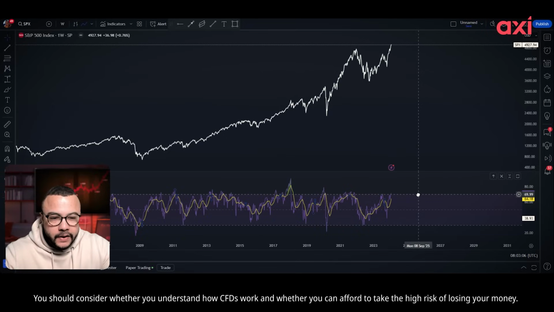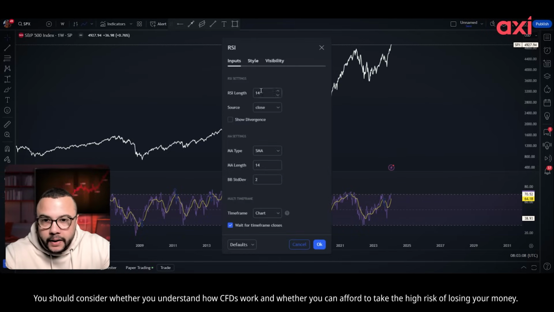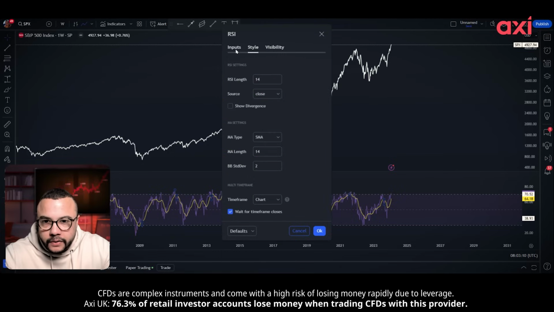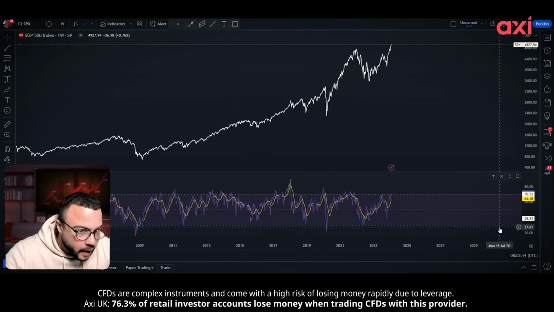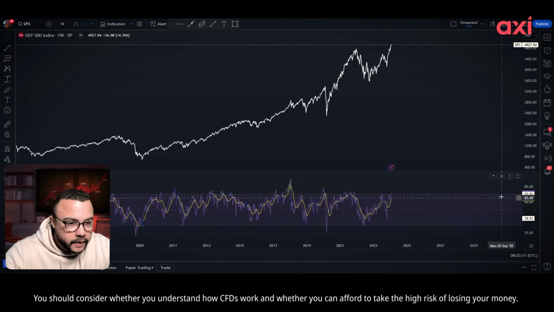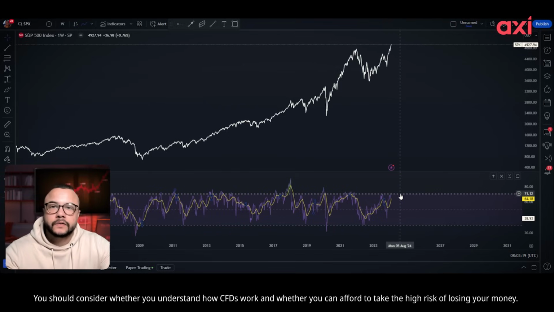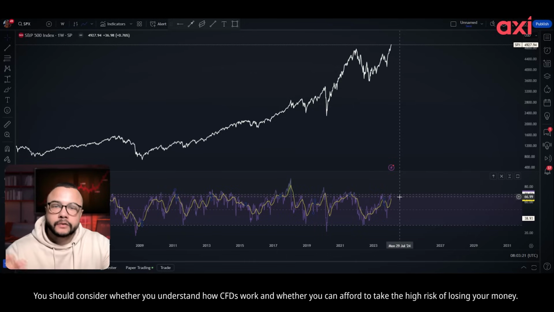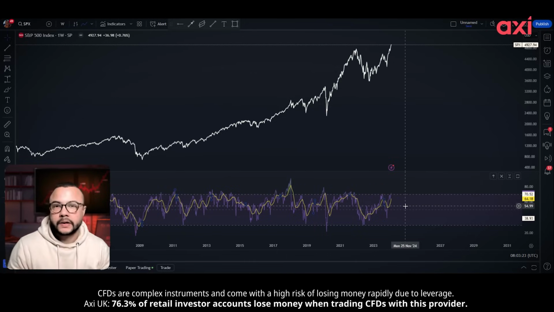So if you see here, I believe we have the 70-30 quoted for the upper and lower bounds. So there's 30 and there's 70. That tends to be the standard RSI measures, right? If it goes above 70, people tend to think it's overbought. If it goes below 30, they think it's oversold.